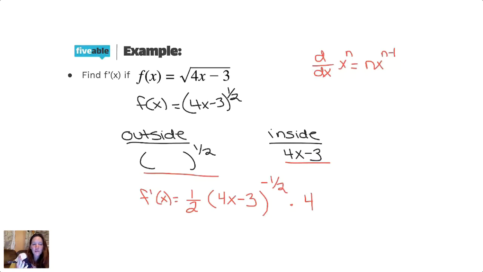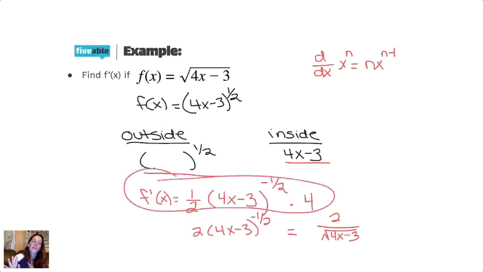You can clean that up for sure. If this was multiple choice, we would want to clean that up and write it as 2 times (4x minus 3) to the -1/2. We could change it to 2 over the square root of 4x minus 3. Lots of different forms we could leave it in. If it was free response, leave it right here. You don't need to simplify anything, and then you don't have to risk making a silly mistake like we all do, right? But certainly that -1/2 would move to the bottom if we were cleaning it up for multiple choice.